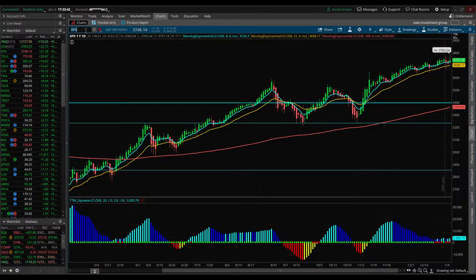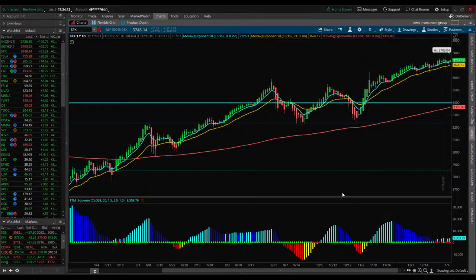How do I access those EMAs on TOS? So what you do, you go to Studies, go to Edit Studies, and let's just pretend none of these are here. You would type MOV AVG exponential. Your pop-up's not showing? Let me see. Oh wait, right here. Can you see it now? There you go.